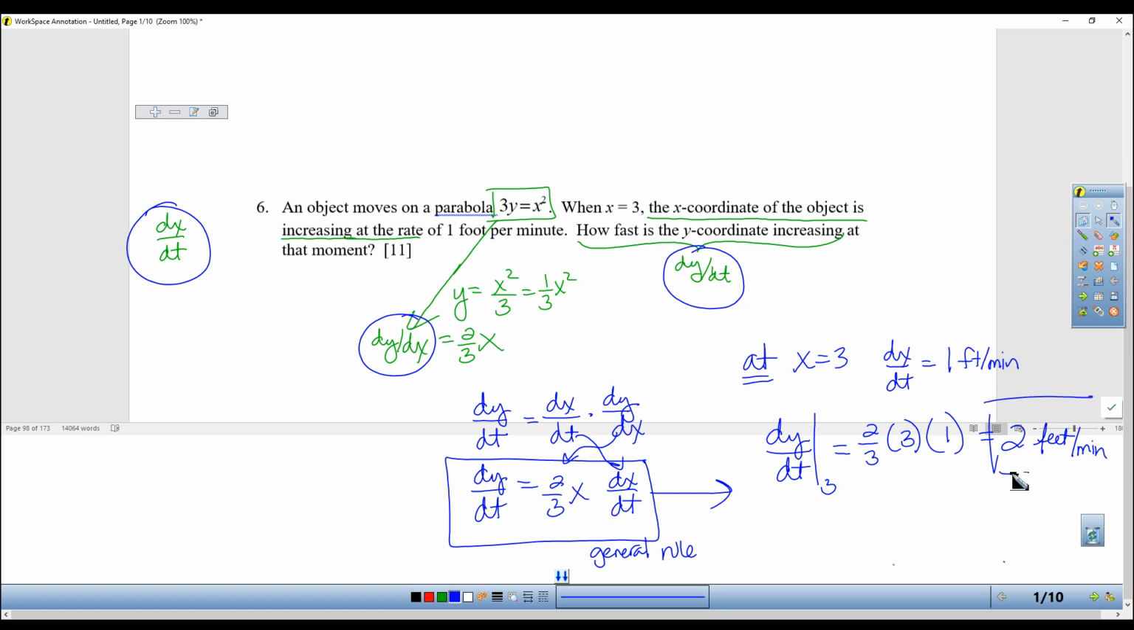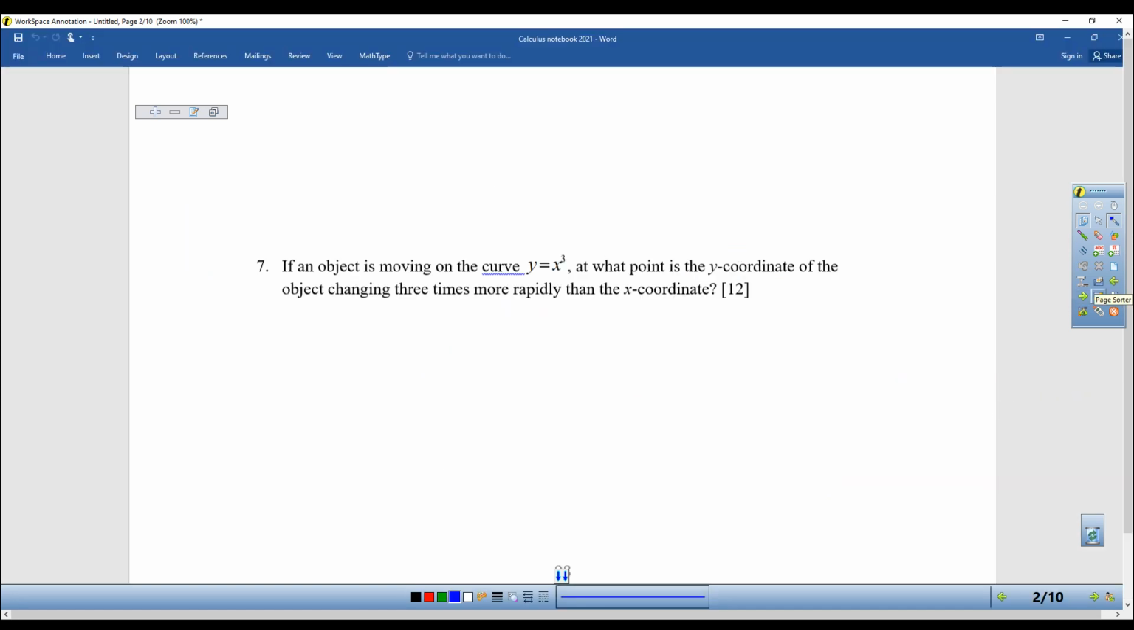That's it. Number 7. It's a little bit similar. If an object is moving on a curve, y is equal to x cubed, at what point is the y-coordinate of the object changing 3 times more rapidly than the x-coordinate?